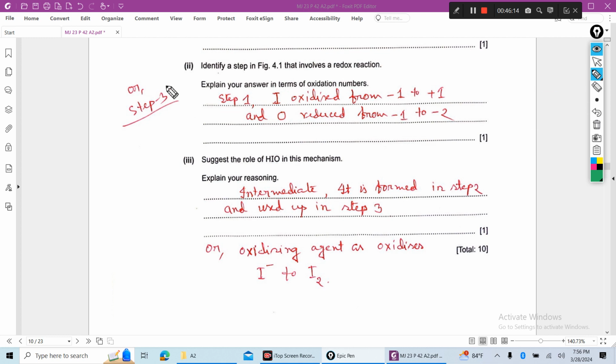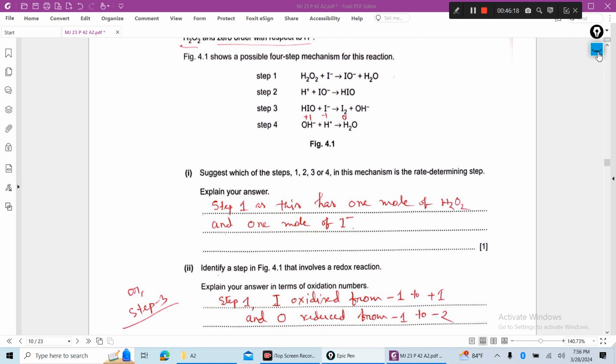Or you can write also step 3, because in step 3 you see iodide ion -1 to 0 is oxidized, and HIO, iodine is +1, here 0. So HIO is reduced and iodide ion is oxidized. Step 3 also you can tell it is a redox reaction.